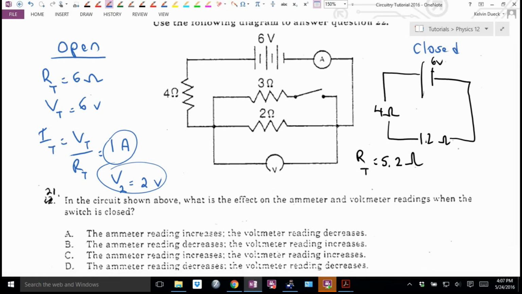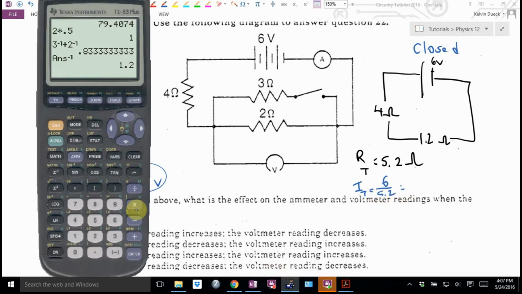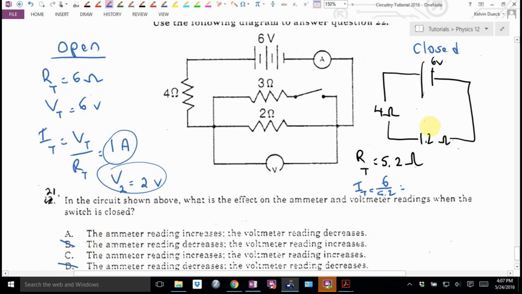When you close the switch, the ammeter reading increases. No, wait, that's wrong, because that says current got smaller. No, current goes up. You with me so far? What is the current? Now the total current is going to be 6 divided by 5.2. It's going to be 1.15, and so on. And if I want to figure out the voltage drop here, I times the mathematically equivalent R. Now I lose 1.38, let's call it 1.4 volts.